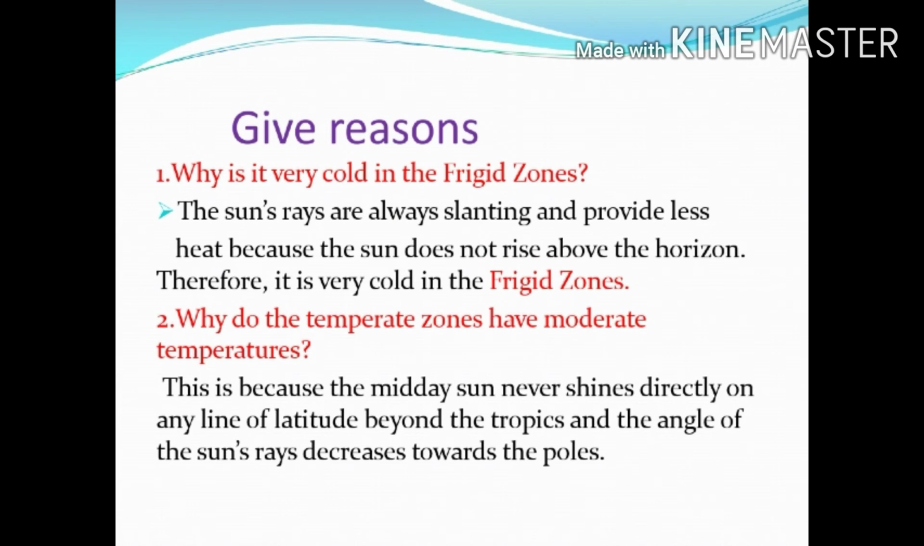Give reasons. Why is it very cold in the frigid zones? The sun's rays are always slanting and provide less heat because the sun does not rise above the horizon. Therefore, it is very cold in the frigid zones. Why do the temperate zones have moderate temperatures? This is because the midday sun never shines directly on any line of latitude beyond the tropics and the angle of the sun's rays decreases towards the poles.